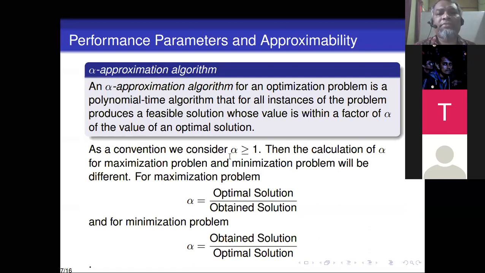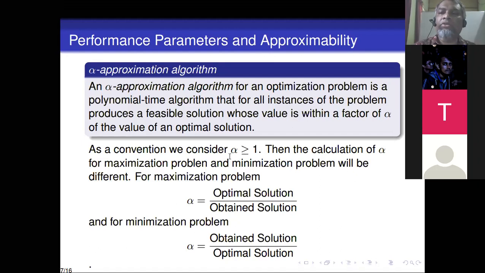An alpha approximation algorithm for an optimization problem is a polynomial time algorithm. So an approximation algorithm must be a polynomial time algorithm, and for all instances of the problem it produces a feasible solution whose value is within a factor of alpha of the value of an optimal solution. So this is the definition of an alpha approximation algorithm.